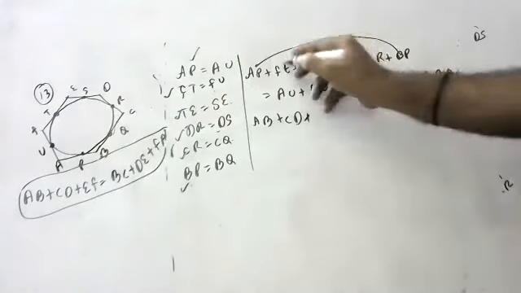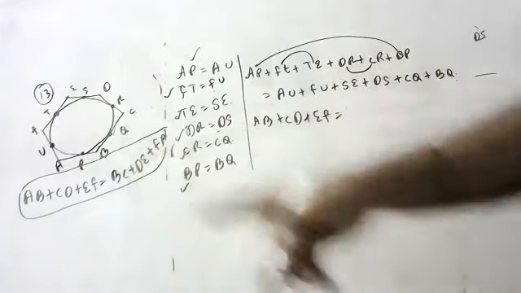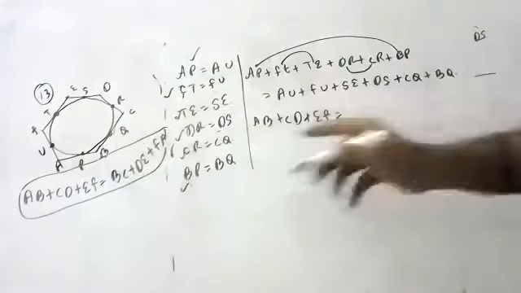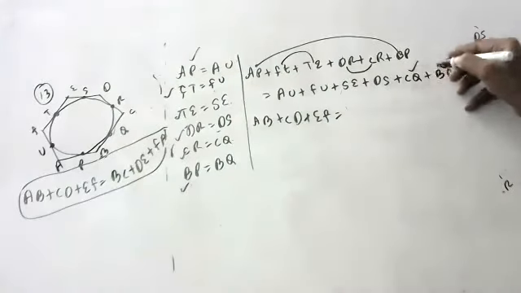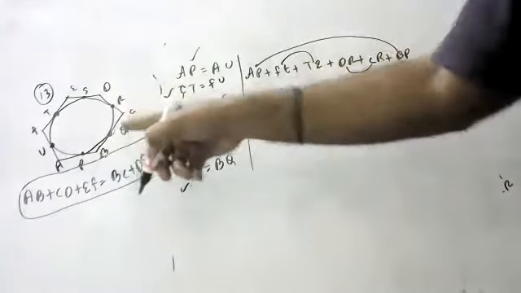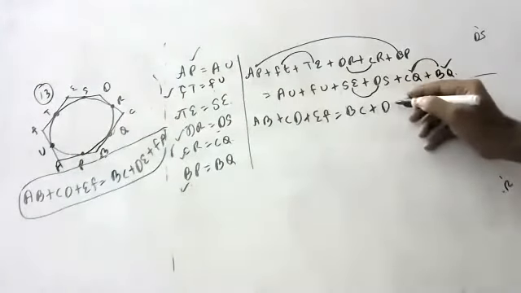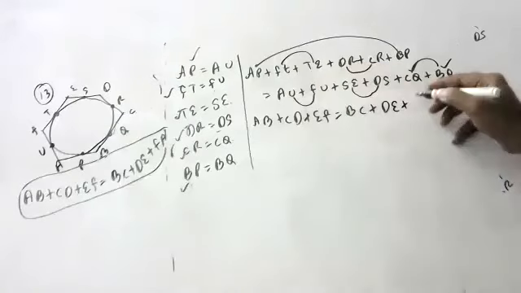And FT plus EE is EF. In the same way, what is BC? BC is BQ plus CQ. What is DE now? DE is equal to DS plus ES. And the remaining one is FA.